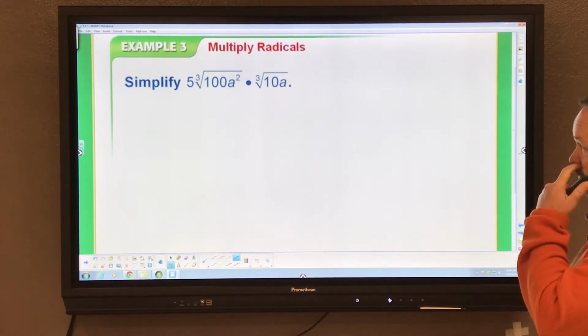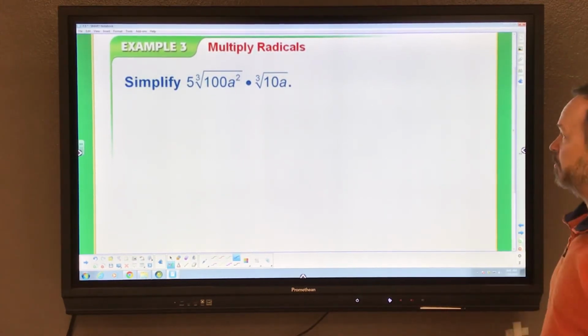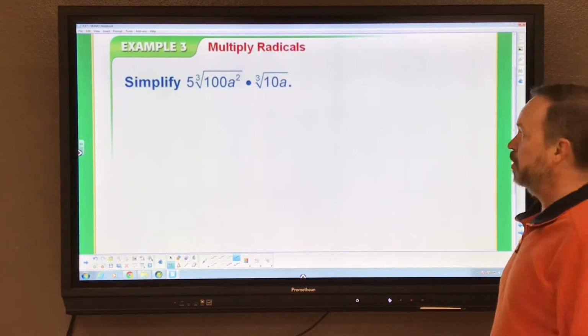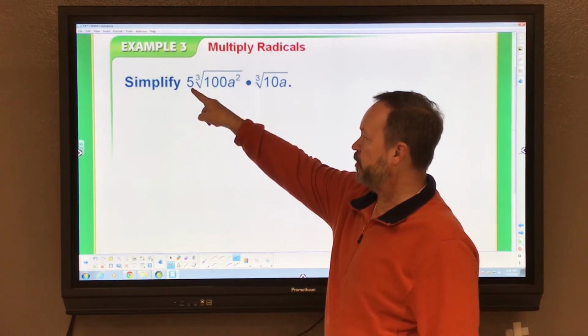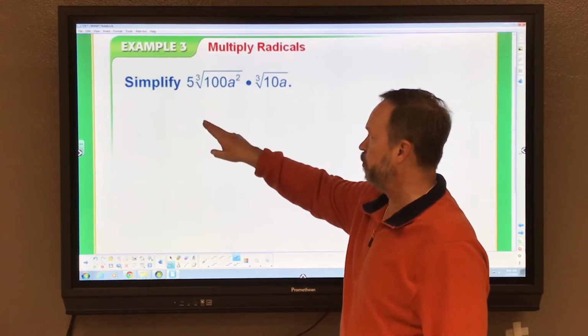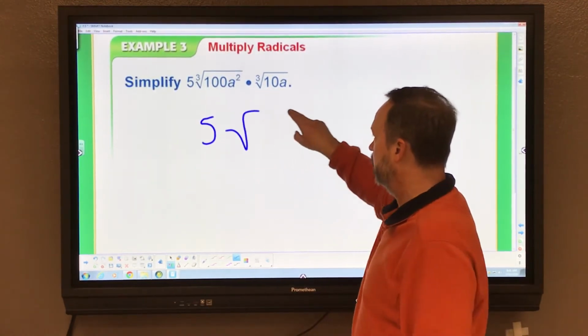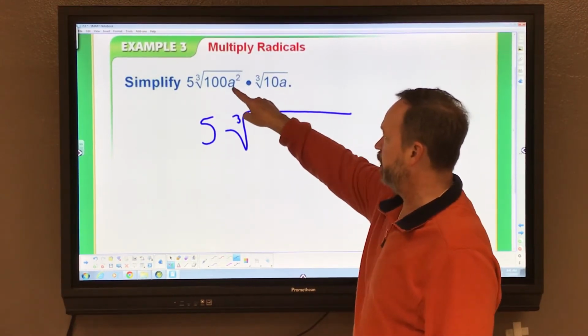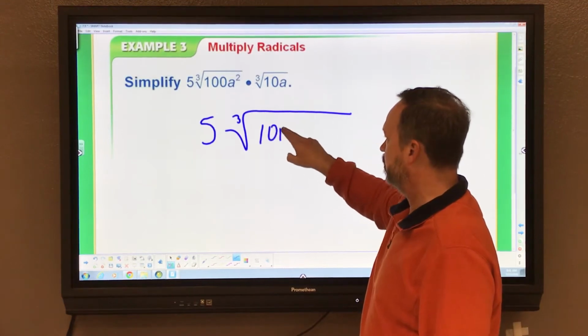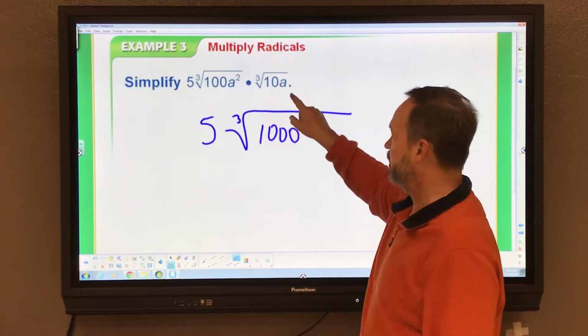Simplifying radicals, multiplication of radicals in this case. So we have a cube root times a cube root. So our coefficient 5 times our coefficient 1, and then the cube root. 100 times 10 is 1,000, and a squared times a is a cubed.